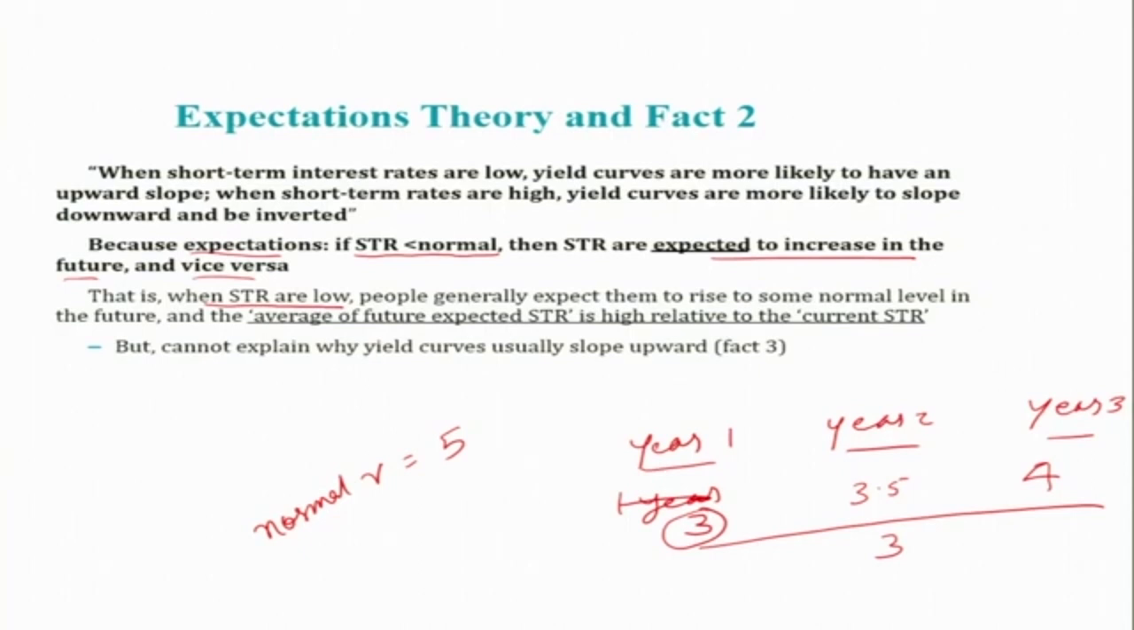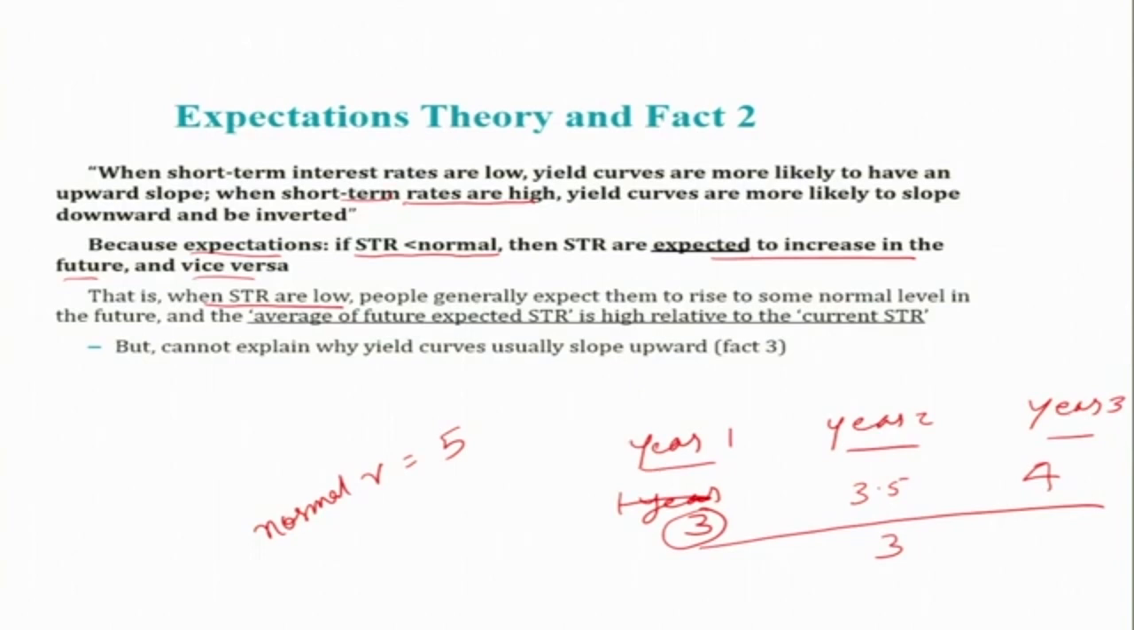Similarly, we can also see that when the short term interest rates are greater than the normal, that is, short term interest rates are high, then in the future the short term rate of interest is going to decline. So, in that case the average of the future short term interest rates is going to be less than the current short term interest rates.